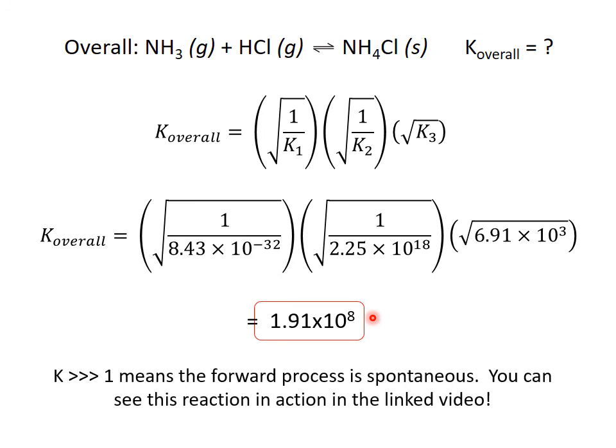This is a K much, much greater than 1, which means that the forward process is spontaneous. If we mix NH3 and HCl, they're going to make an awful lot of NH4Cl. You can see this reaction in the video I've linked in the corner where a scientist sets up the vapors of ammonia and the HCl meeting inside a tube so you can see that NH4Cl forming as a white solid.